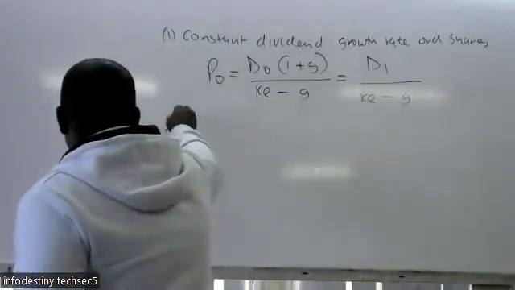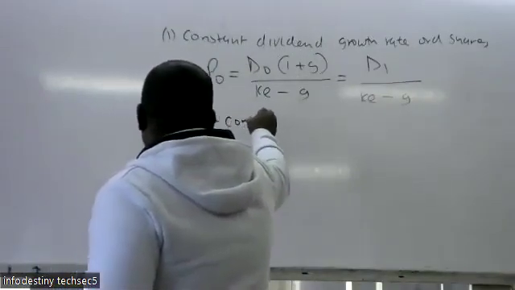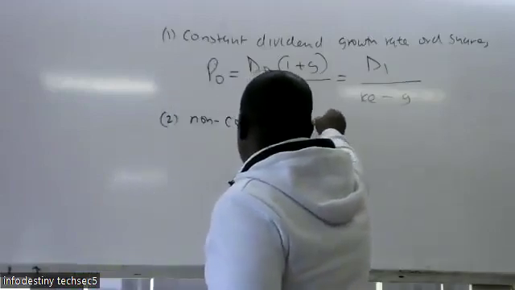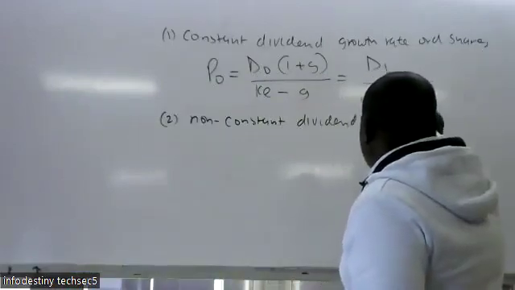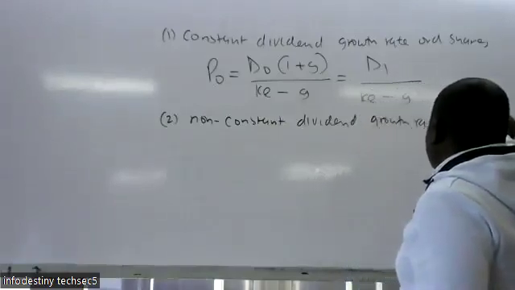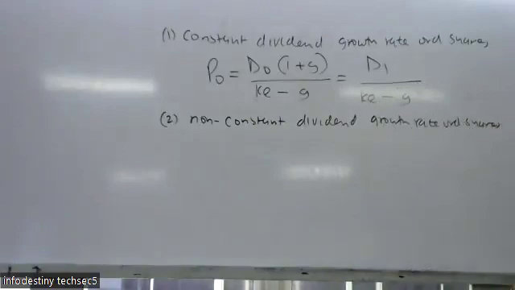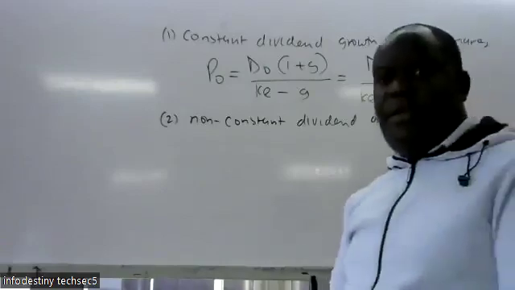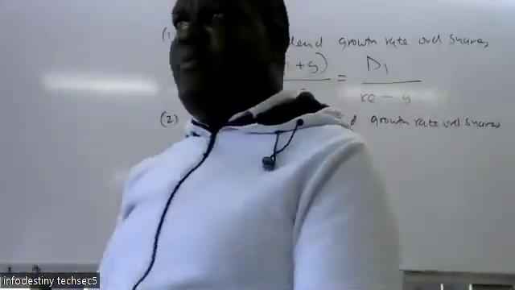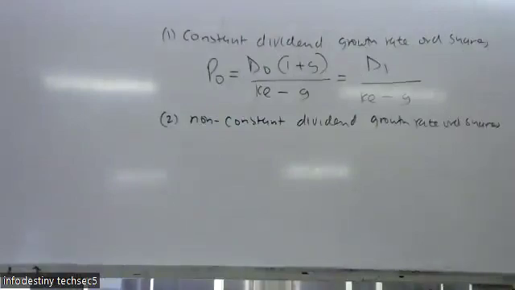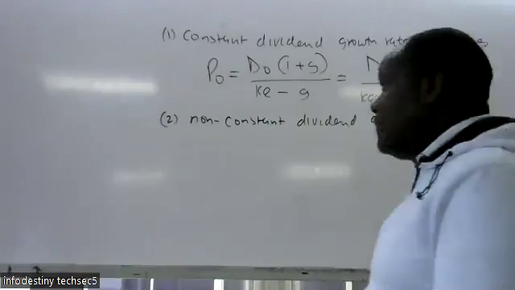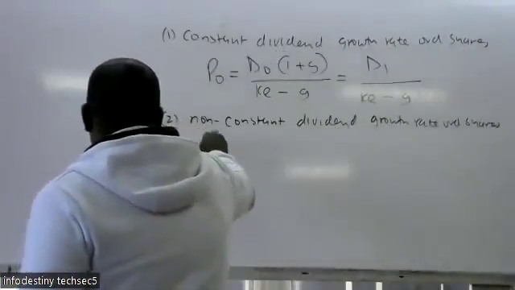Then number two will be non-constant dividend growth rate ordinary shares. So we also have the non-constant dividend growth rate ordinary shares. Under that, the value of the share in this case will be expressed as follows.